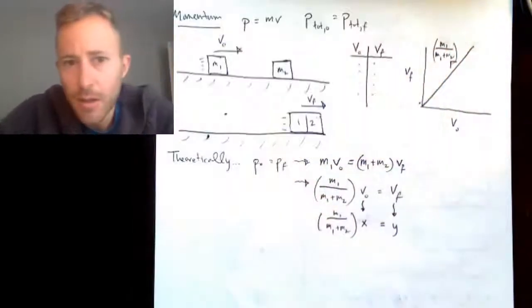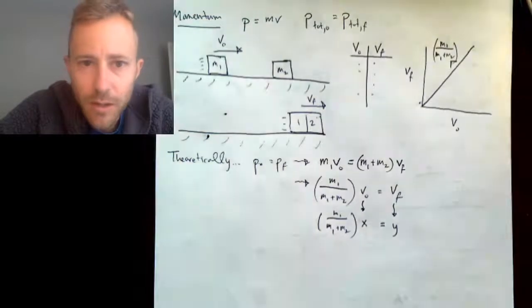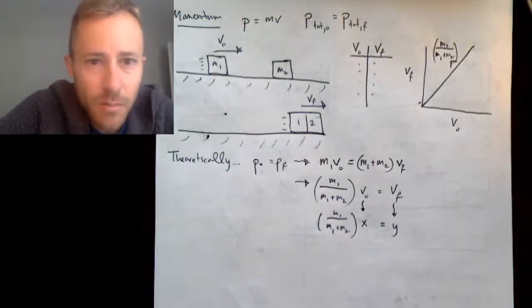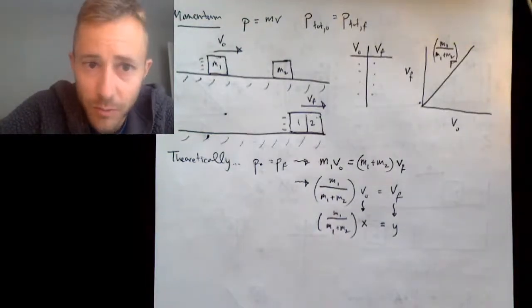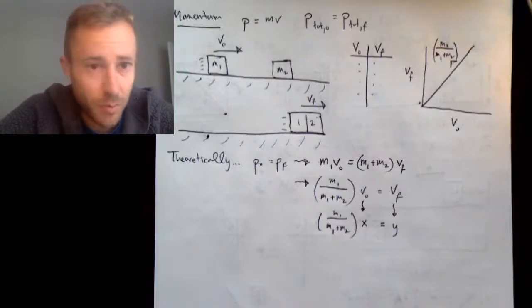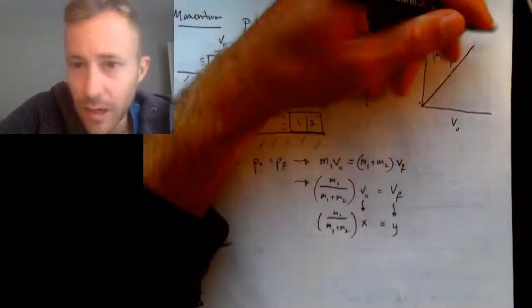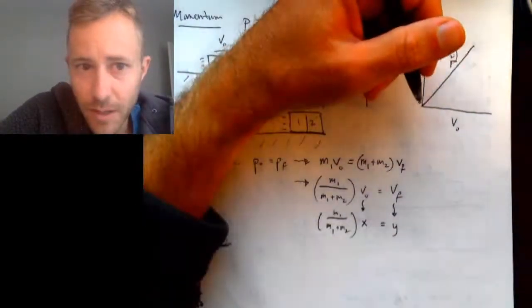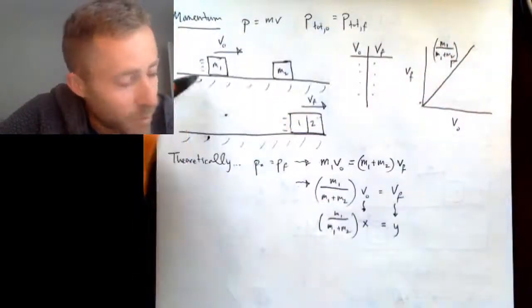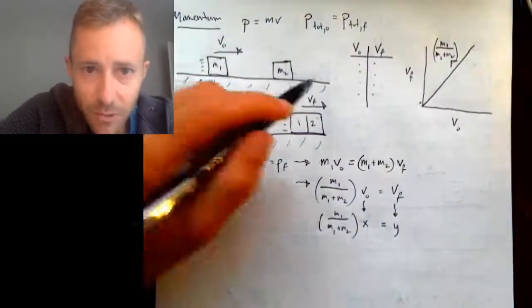So if you wanted to confirm the conservation of momentum, you would expect that this data should look like a straight line. And then after the experiment, what you would do is measure the masses m1 and m2.